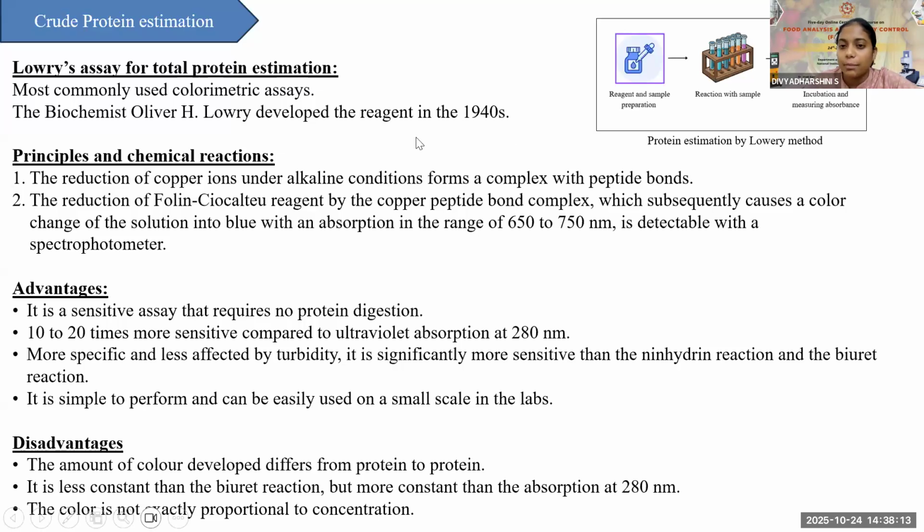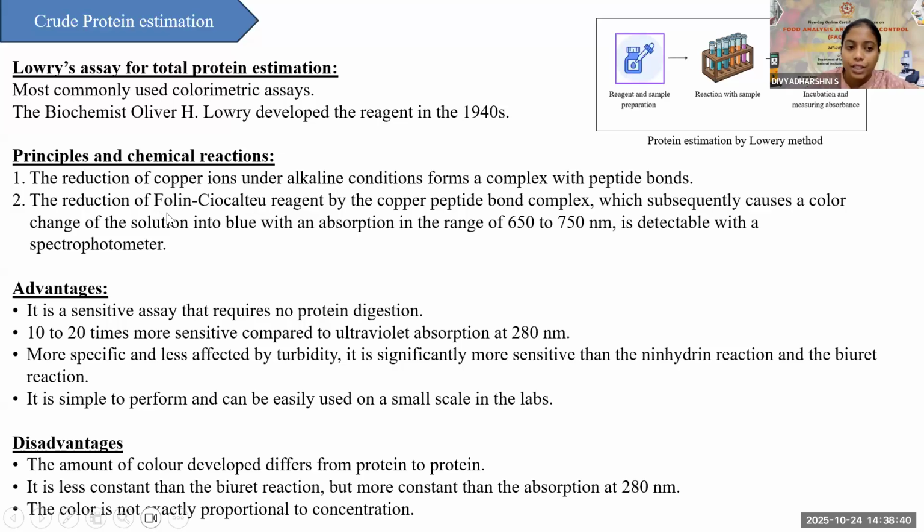So this is an image which shows 3 major steps. One is reagent and sample preparation. Another one is reaction with the sample, and then measuring the absorbance. That's it. And calculating the standard curve using a graph. So the principle is, first, the peptide bonds available in our sample will form a complex by reacting with the copper ions under the alkaline condition. That is the first reaction.